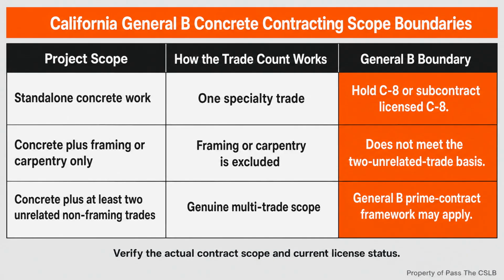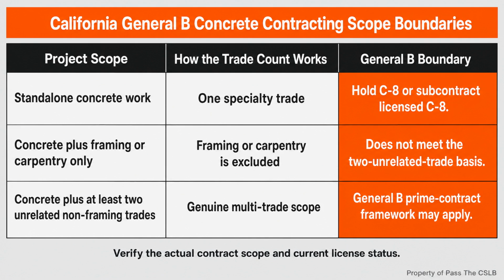Suppose an owner asks for a separate concrete driveway and nothing else. No plumbing work, no electrical work, and no second unrelated trade. That is a single specialty trade scope. A general B contractor who does not also hold the appropriate concrete specialty classification cannot treat the word general as permission to self-perform the entire isolated concrete contract. The compliant boundary identified in the source material is to hold the appropriate specialty classification, or subcontract the specialty work to the appropriately licensed contractor.